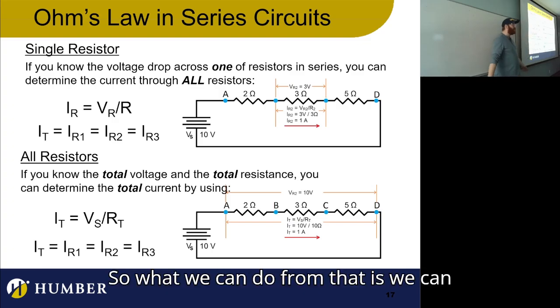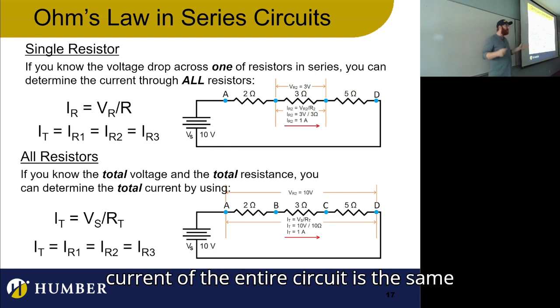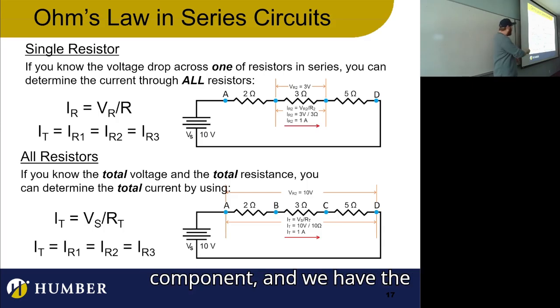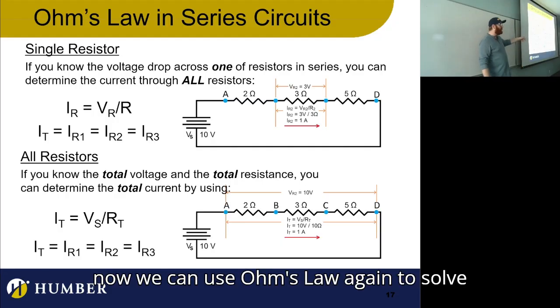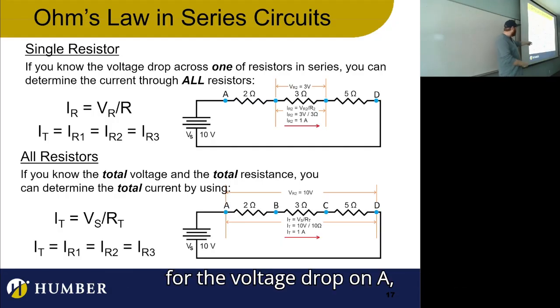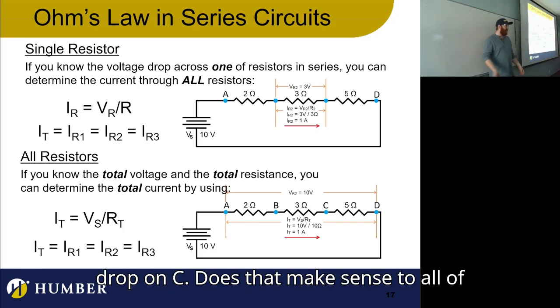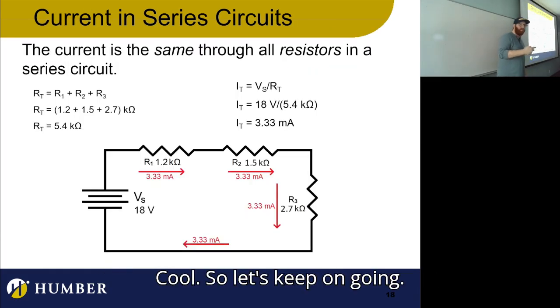So what we can do from that is we can say, okay, because we know the current of the entire circuit is the same as the current in each individual component, and we have the resistance of each individual component, now we can use Ohm's law again to solve for the voltage drop on A, the voltage drop on B, and the voltage drop on C. Does that make sense to all of you guys? Anyone have any questions? Cool. So let's keep on going.